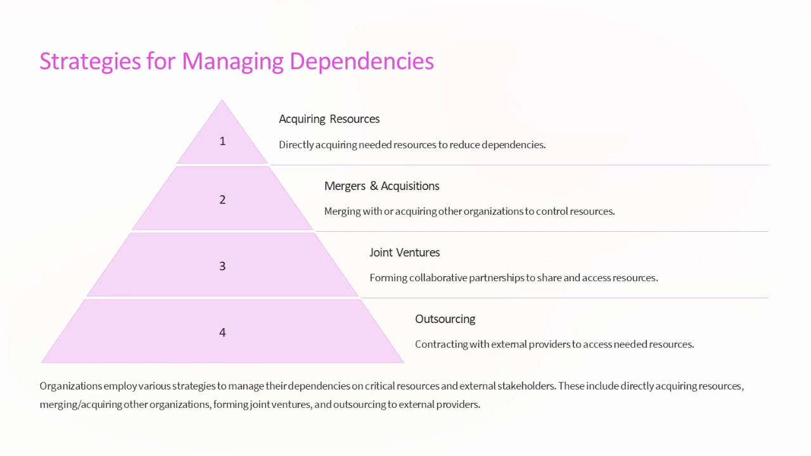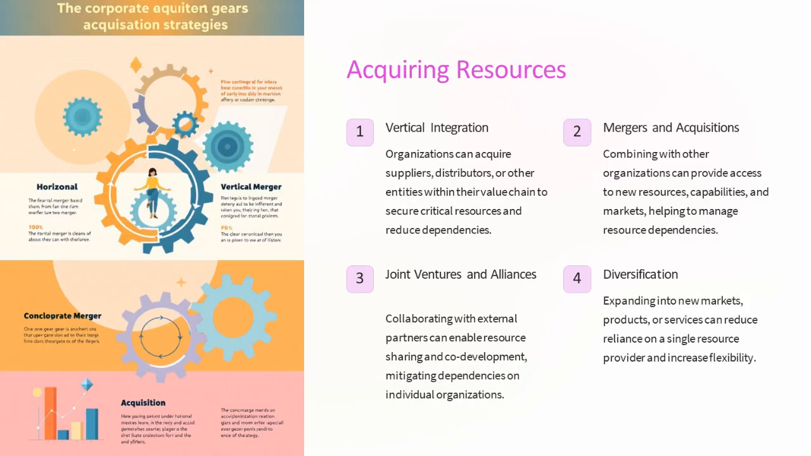Organizations employ various strategies to manage their dependencies on critical resources and external stakeholders. These include directly acquiring resources, merging with or acquiring other organizations, forming joint ventures, and outsourcing to external providers. Organizations can acquire suppliers, distributors, or other entities within their value chain to secure critical resources and reduce dependencies. Combining with other organizations can provide access to new resources, capabilities, and markets. Collaborating with external partners can enable resource sharing and co-development. Expanding into new markets, products, or services can reduce reliance on a single resource provider and increase flexibility.